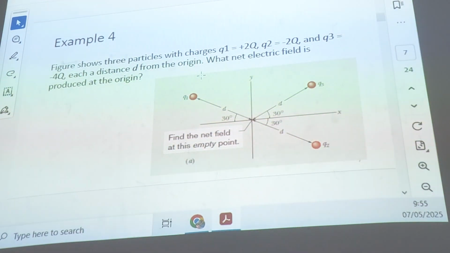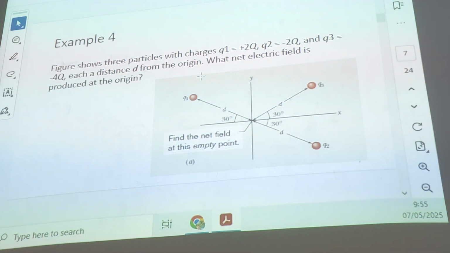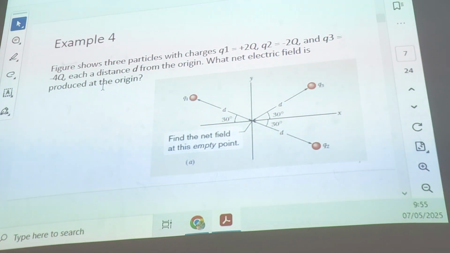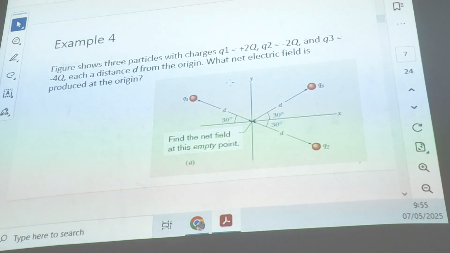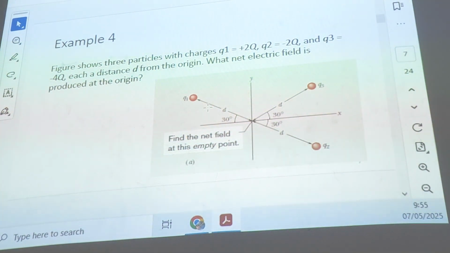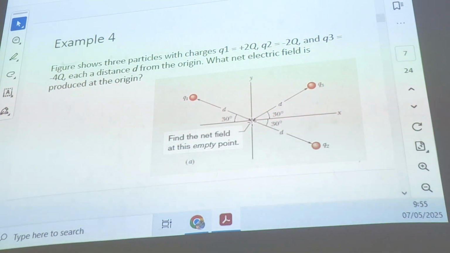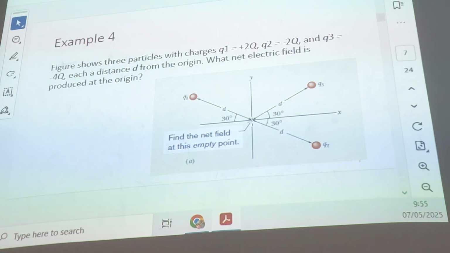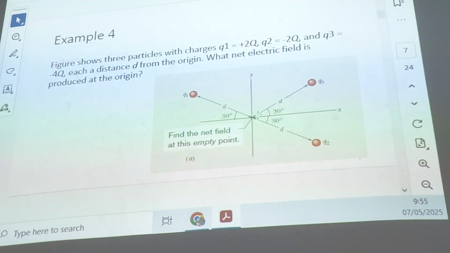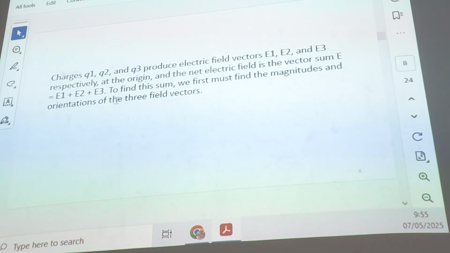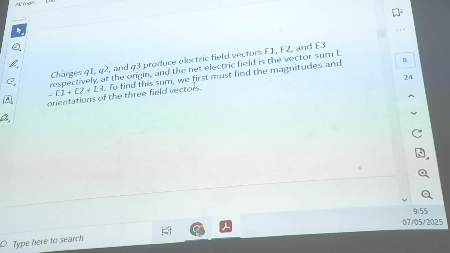Okay, and then another one again related to the electric field. This one has charges Q1, Q2, Q3, and the distance, and we know D is the same distance but a different angle in this case. What is the net electric field at the origin here? So E again. Just add all the E, E1, E2, E3, which we need to find out.